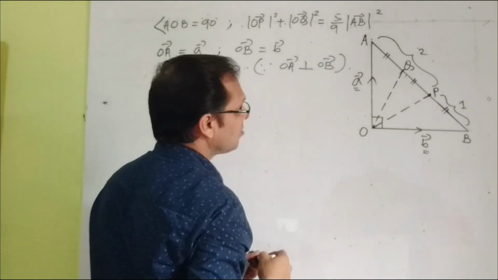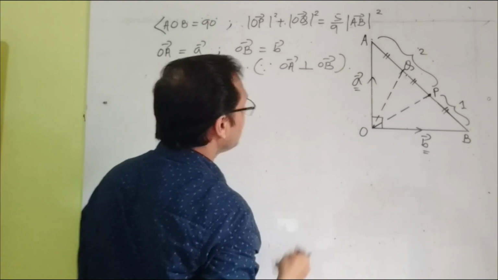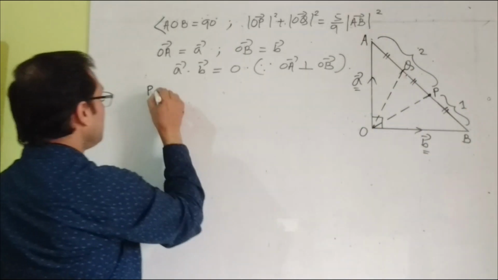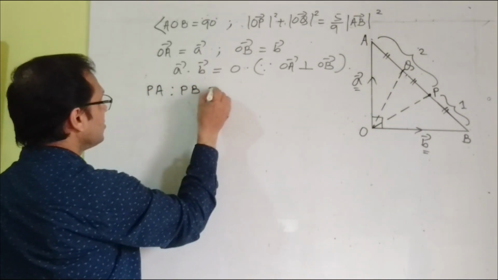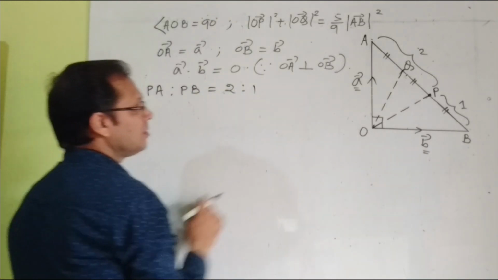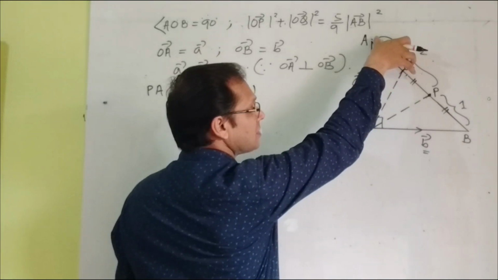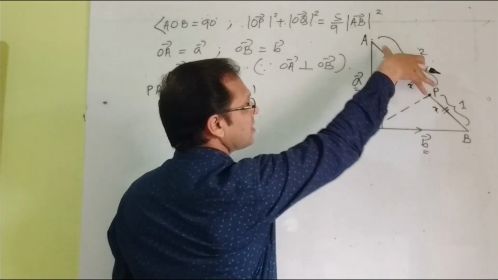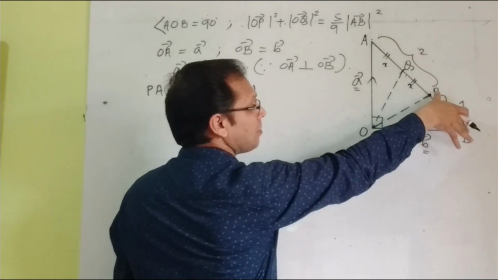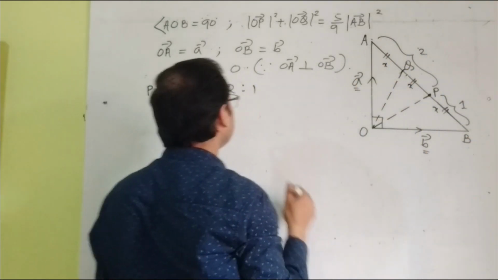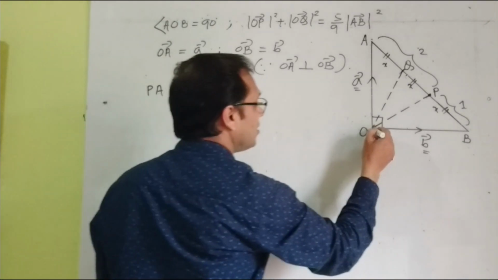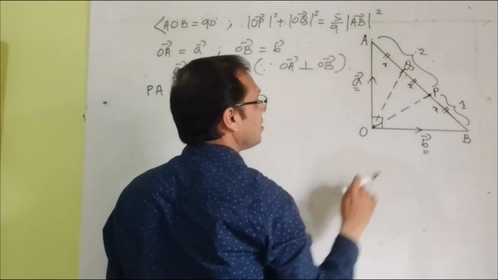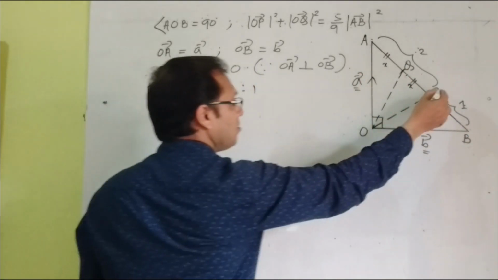OB vector. Okay, so now you see P divides, that is PA is to PB, equal to how much? 2:1, because it is equally divided into 3 parts. So when it is divided in the ratio 2:1, taking the internal division formula, we get 2 into OB vector plus 1 into OA vector by 2 plus 1, that is the position vector of P.